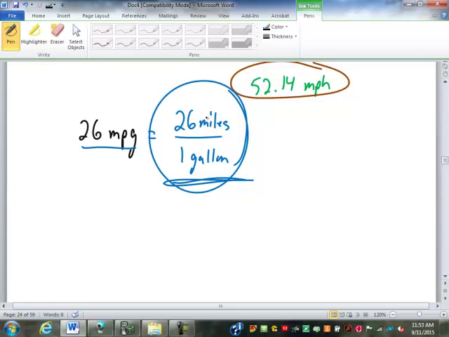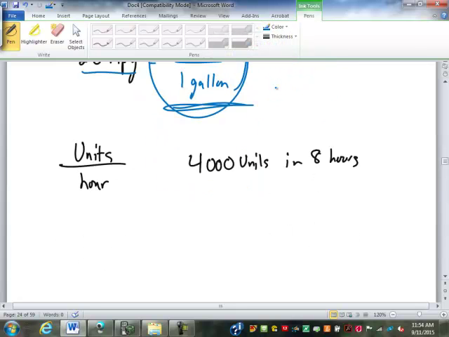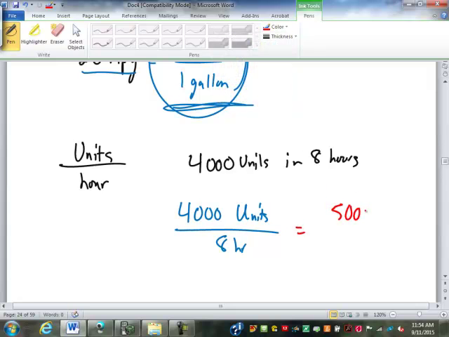So we have all sorts of rates out there as well. We saw miles per gallon, miles per hour. In the medical field, if you're doing an IV, you might have units per hour. Let's say you're going to deliver to the patient 4,000 units of medication in 8 hours. The rate, 4,000 units over 8 hours. If you divide that out by 8, 500 units per hour.